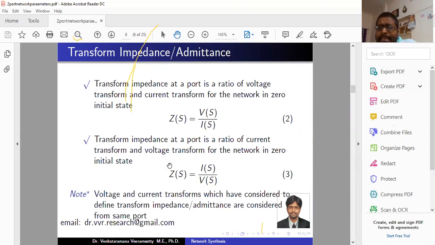Suppose you want to calculate the transform impedance or transform admittance at any port in a given electric network, in a given electric circuit. Then you calculate the transform admittance or transform impedance by taking the ratio between the transformed voltage and current, where these two parameters you have to consider at the port only.